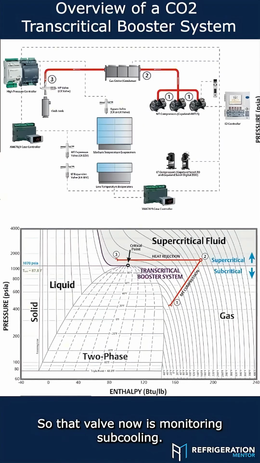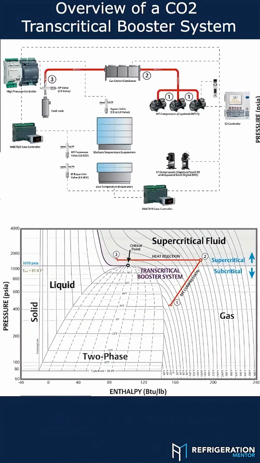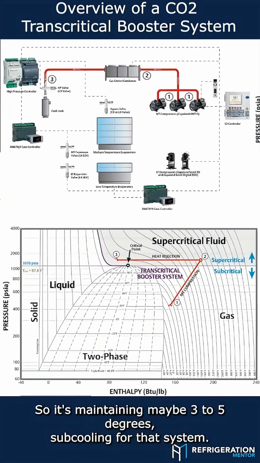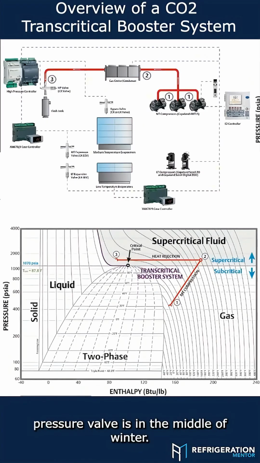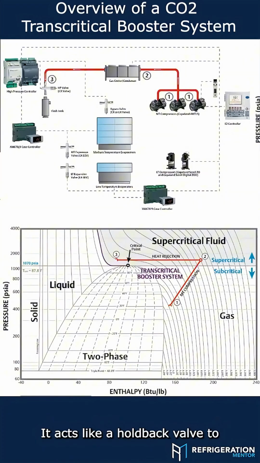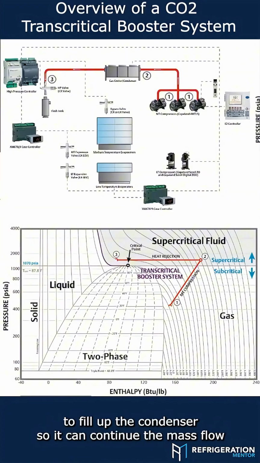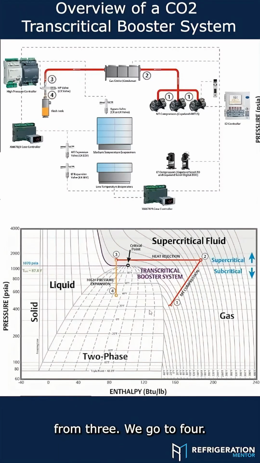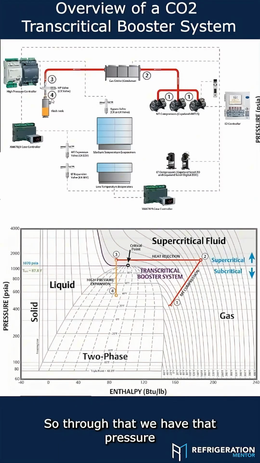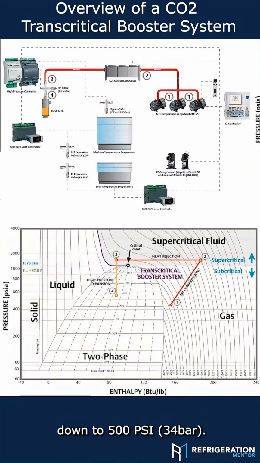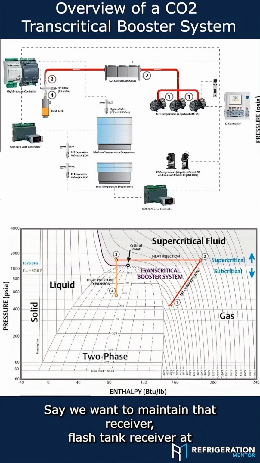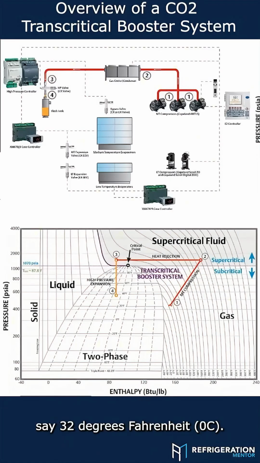So that valve now is monitoring subcooling. So it's maintaining maybe 3 to 5 degrees subcooling for that system. And the other function for this high pressure valve is in the middle of winter, it acts like a holdback valve to fill up the condenser so it can continue the mass flow. From 3, we go to 4. So through that, we have that pressure reduction from, say, 1,200 PSI down to 500 PSI. Say we want to maintain that receiver, flash tank receiver, at, say, 32 degrees Fahrenheit.